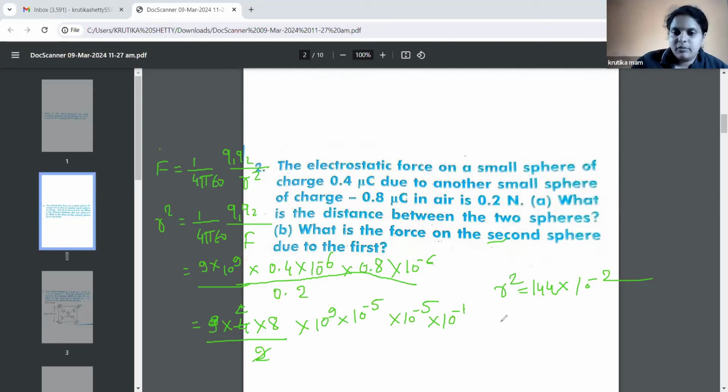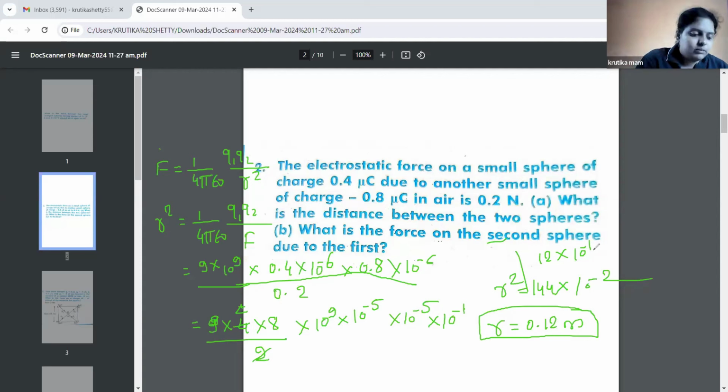So the final answer without any power will be 0.12 meter. It is 0.12 meter. Hope everybody agrees with this answer. So the root of 144 is 12. Then taking 10 raised to minus 2 out of the root, 10 raised to minus 1 remains. So this is nothing but what? That is 12 divided by 10. So 12 divided by 10 is nothing but, okay. So some power we are missing or what? Anything is missing? Oh, no, this is r square, correct?